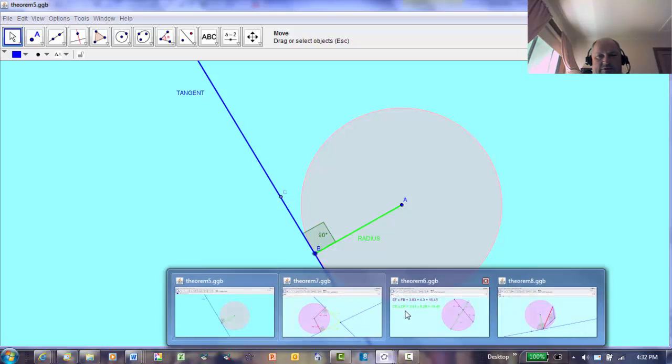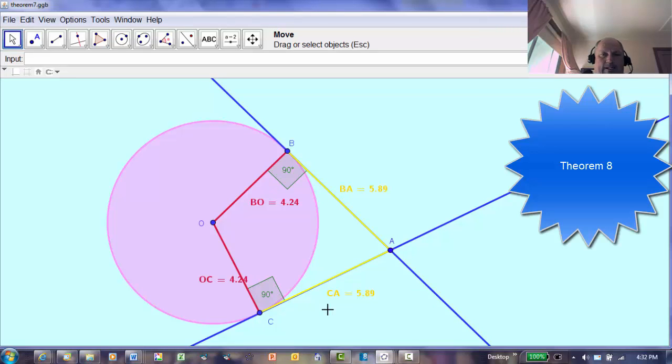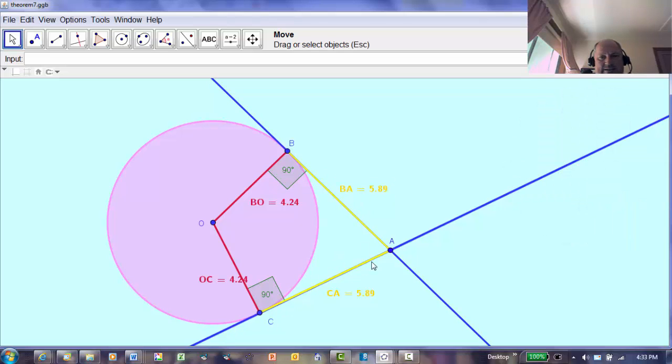The second of the tangent theorems is theorem number 7. In this one here I have two tangents, and where they meet at this point here, point A, the point of intersection of the two tangents, so this is the tangent at B and this is the tangent at C, they intersect at point A. We find that those two lines have to be equal because they're both the radii of the circle. So BO is 4.24, OC is 4.24. This tangent line here meets the radius at 90 degrees, and likewise here.